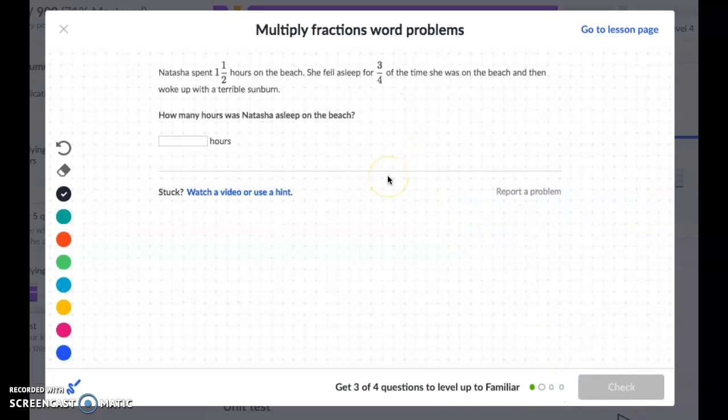Natasha spent 1.5 hours on the beach. She fell asleep for 3/4 of the time she was on the beach, and then woke up with a terrible sunburn. How many hours was Natasha asleep on the beach? Well, she was asleep for 3/4 of, which is times, 1.5 hours. She was asleep for 3/4 of the 1.5.